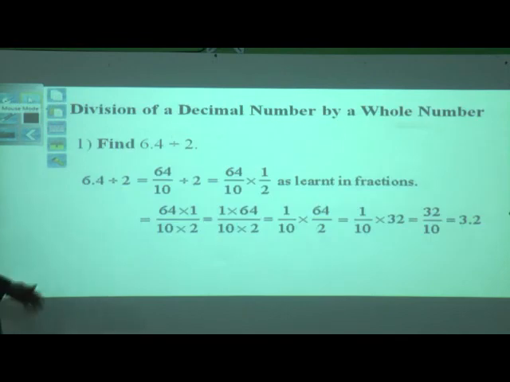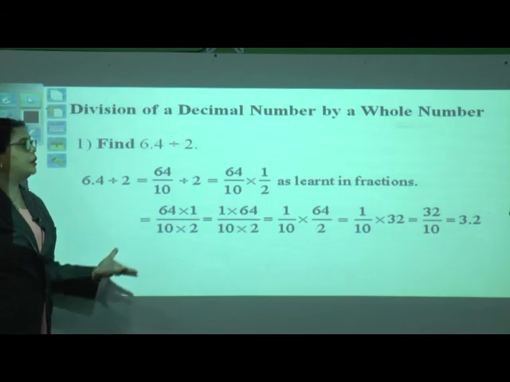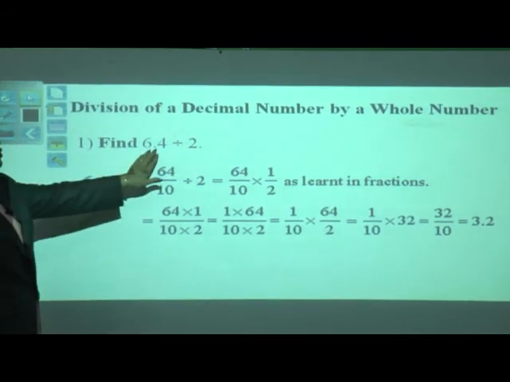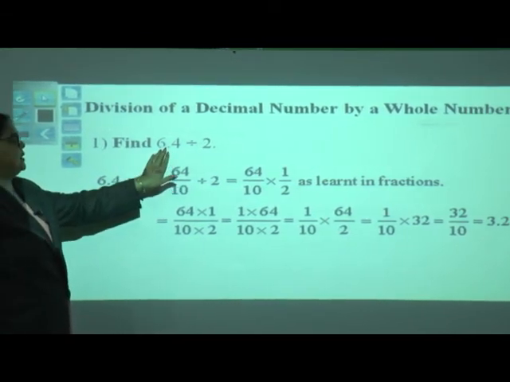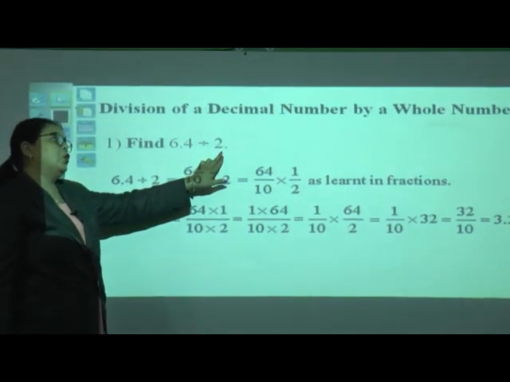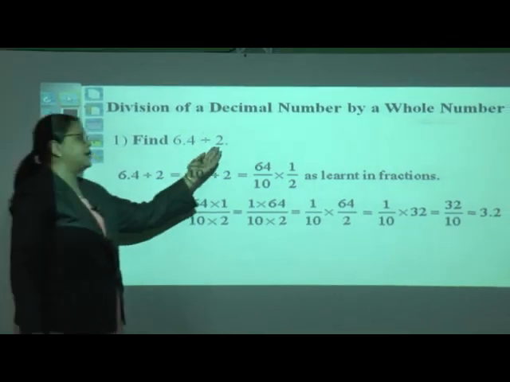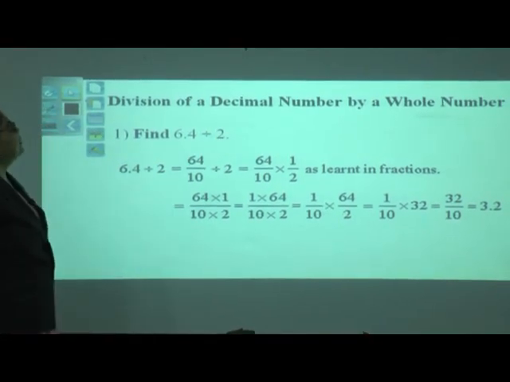Next, we will see the division of a decimal number by a whole number. This is your decimal number, 6.4, a decimal divided by a whole number. You know whole numbers? Yes, they are 0, 1, 2, 3, 4, so they are without a decimal.